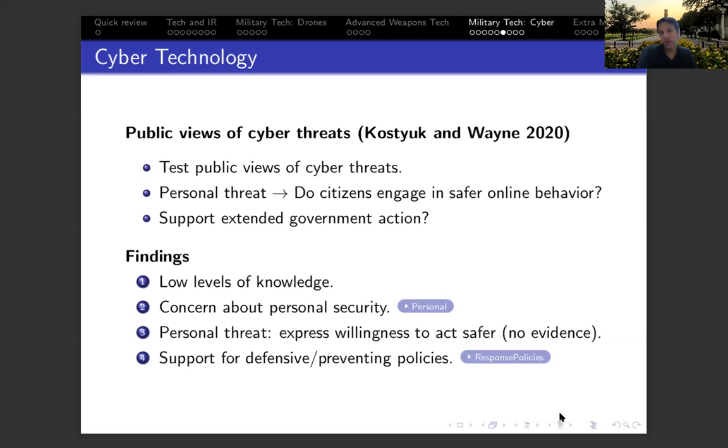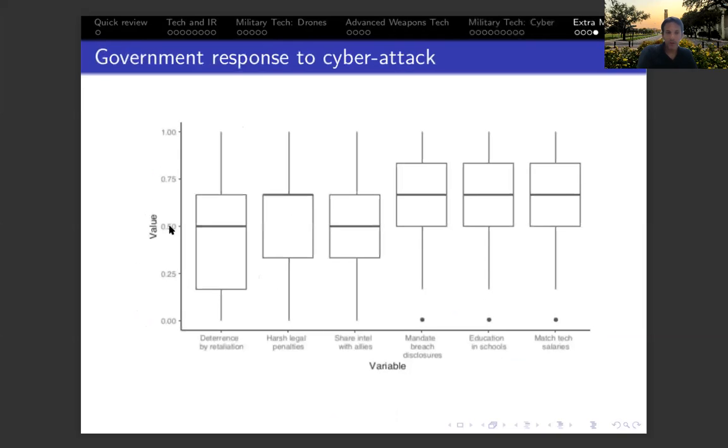Lastly, they also tested support for different types of policy options. And these are the types of policies they talked about. The type of figure that we have here is something which I haven't shown you yet. This is what's called a box plot. Those lines here represent the average level of response, and the lower and upper bounds represent the 25th percentile of response and the 75th percentile of the values.